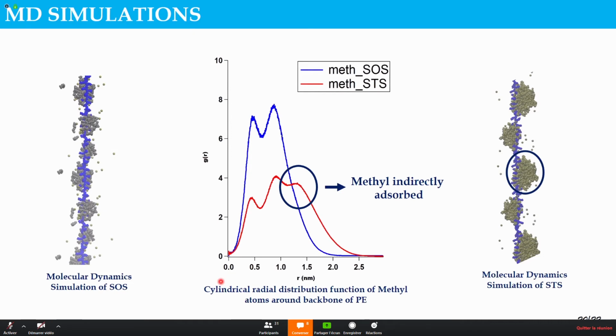So now we can reply to the question: how is the organization of SOS around the polyelectrolyte chain? We can understand now that when we work with SOS, basically SOS is more individually attached. We have molecules attached to the chain, while with STS we have aggregates attached to the chain. And it's also true that with SOS we have some free molecules. This is consistent with the analysis of the data, because we saw from the analysis of the SANS data that basically some SOS is free in solution.